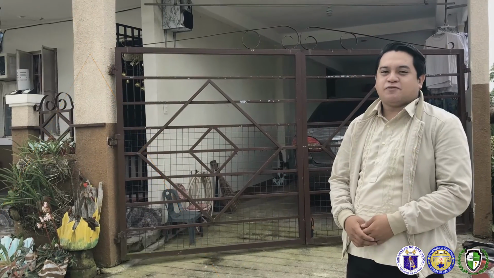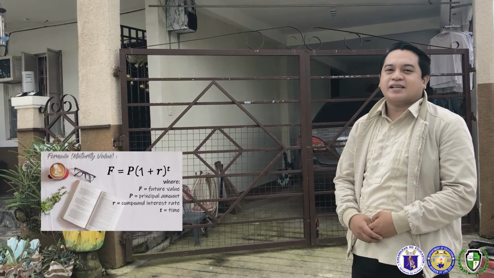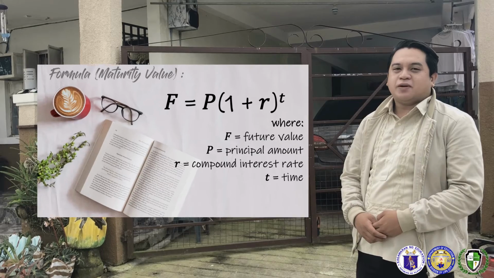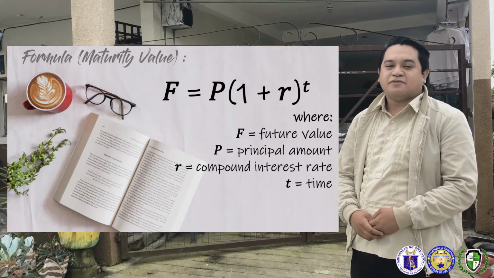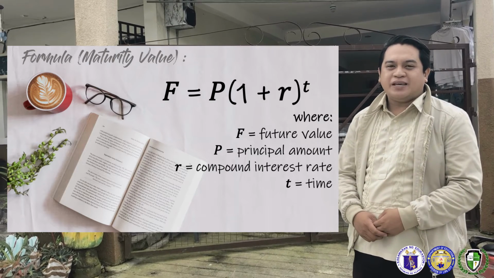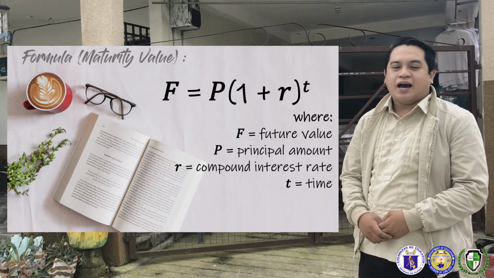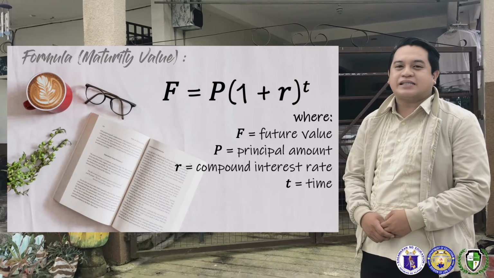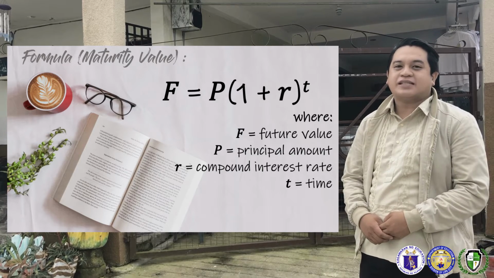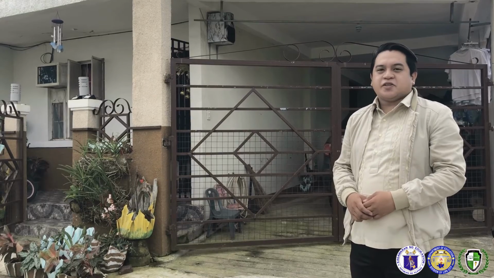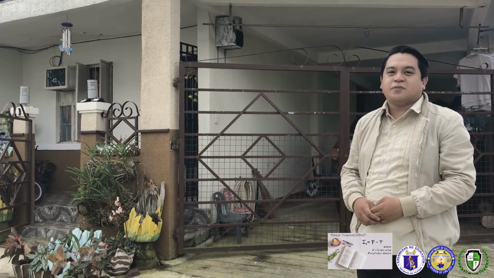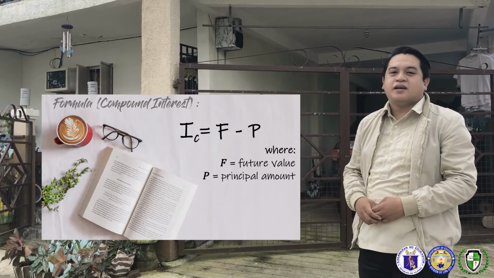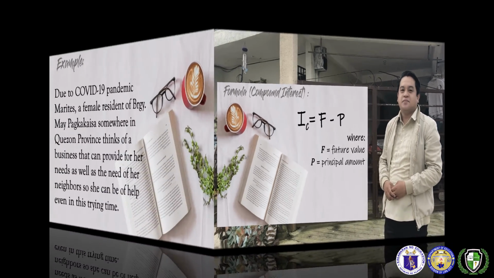The formula to be used for future value in compound interest is F is equal to P times (1 plus R) raised to T, where F is the future value, P is the principal amount, R is the compound interest rate, and T is the time. To determine the compound interest, just deduct the principal amount from the computed future value, which is I sub C is equal to F minus P.